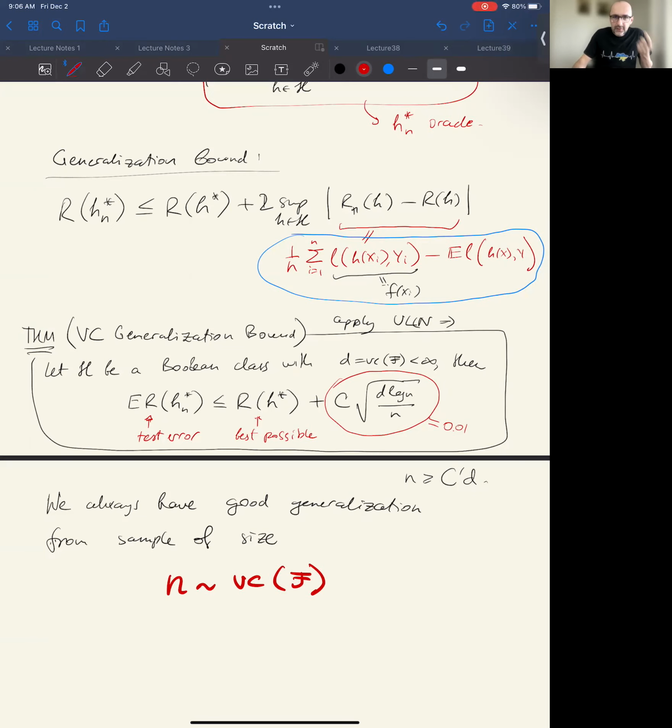If you think about it, VC dimension is like the number of parameters that parameterize the class. And we're saying that you take this class with this many, say 11, parameters, how much training data do you need to train it? Well, about the same as the number of parameters. Not very surprising, but that's now a mathematical result.